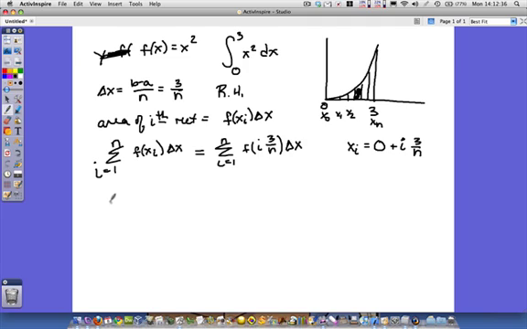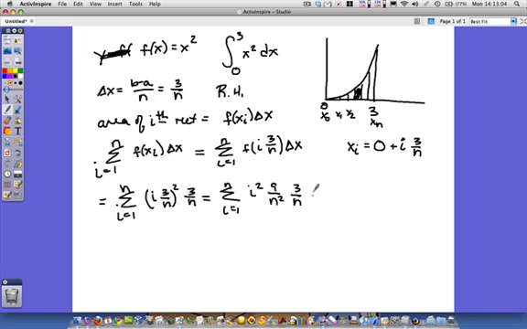delta x. Now we can do some more substitutions. i is 1 to n. Now f of stuff is just stuff squared. So this is going to be i times 3 over n, squared. Delta x is equal to 3 over n. This is equal to the sum i equals 1 to n of i squared times 9 over n squared times 3 over n, equals, and I'm just going to do a bunch of algebra here, 27 i squared over n cubed.